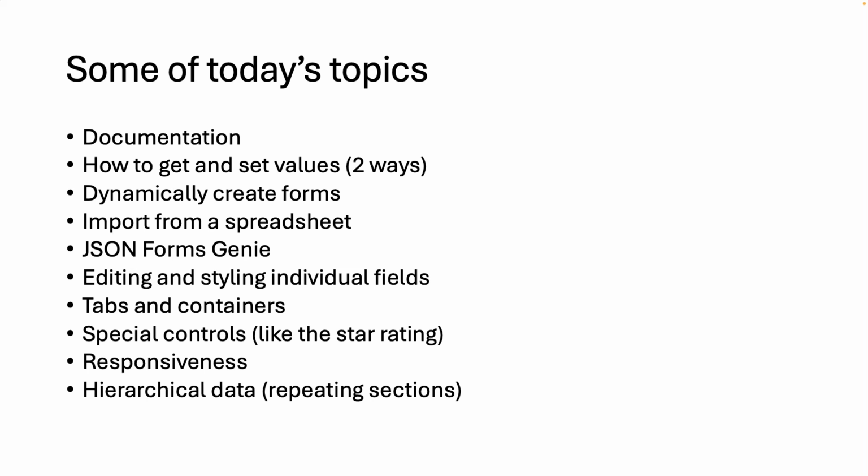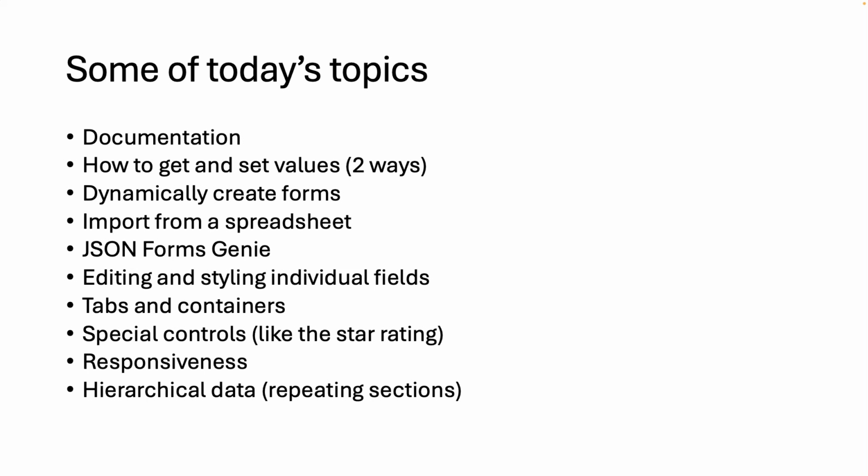We're going to take a look, and this is really in no particular order, of how you set values in those fields using JavaScript. That's something that you do all the time when you build an application, but it's a little bit different when you're doing a JSON form. We're going to talk about dynamically creating forms and importing the form definitions from a spreadsheet. We're also going to take a look at what's called the JSON Form Genie.